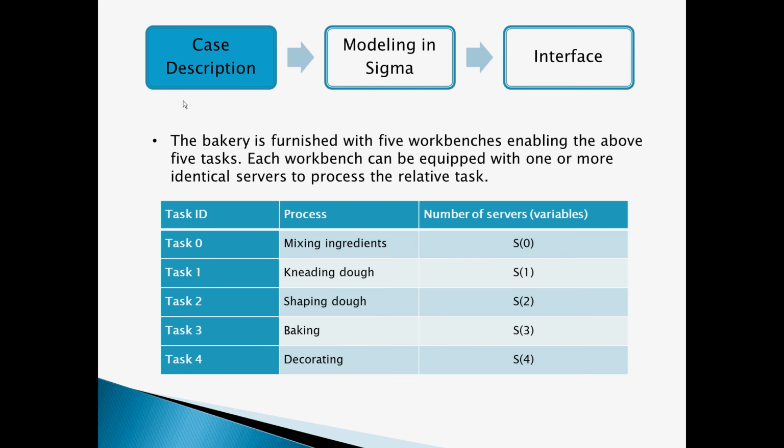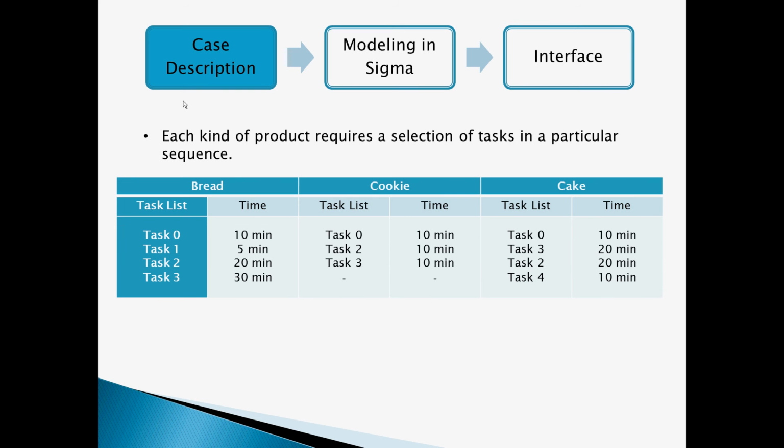For the operations within our bakery, there are 5 distinct tasks. Task 0, mixing ingredients. Task 1, kneading dough. Task 2, shaping dough. Task 3, baking. Task 4, decorating. The following table provides an overview of our various products as well as the associated tasks and required times.